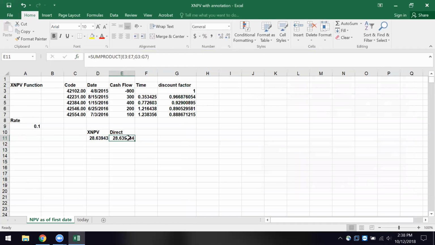Now here we do a direct method where we use a SUMPRODUCT and we take them times the discount factor. And the authors have this for you. Here's one. Okay, here's the discount factor. Now let's look at this for just a moment and think about what we're saying. The discount factor equals 1 divided by 1 plus A9, which is the interest rate, to the power of F4.